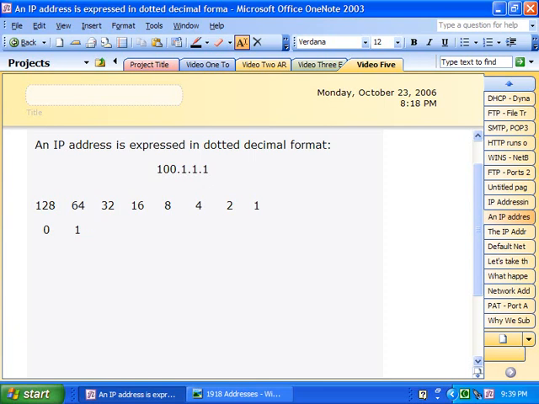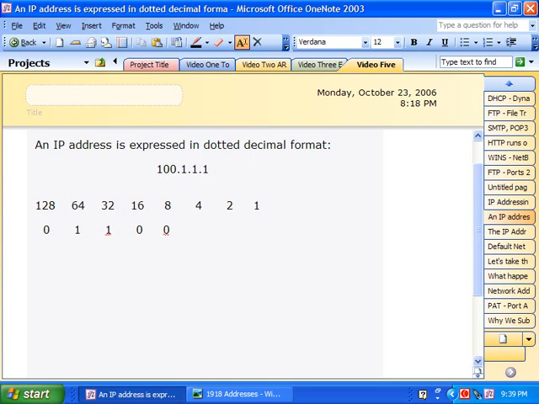Can I subtract 32 from the remainder of 36? Absolutely I can. It's going to give me a remainder of 4. So I'll put a 1 there. Can I subtract 16 from 4? No. Can I subtract 8 from 4? No. Trying to line that up perfectly could be a little difficult.